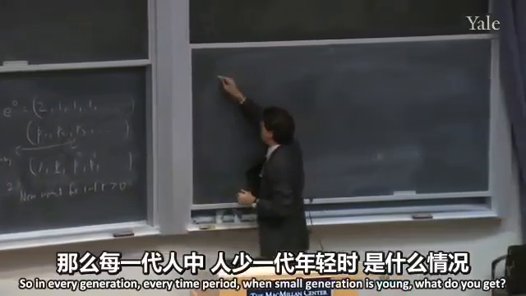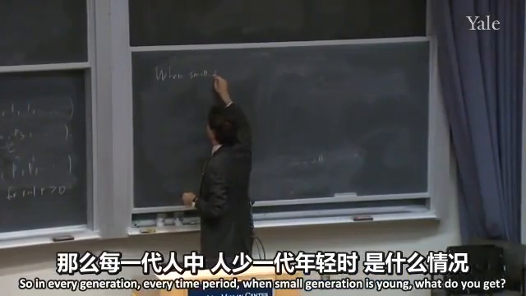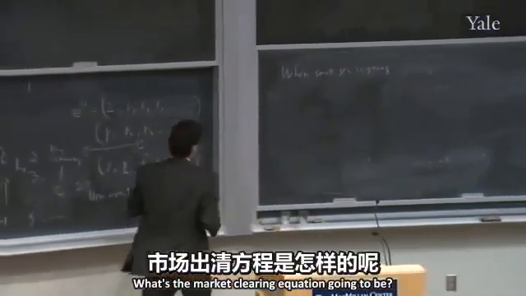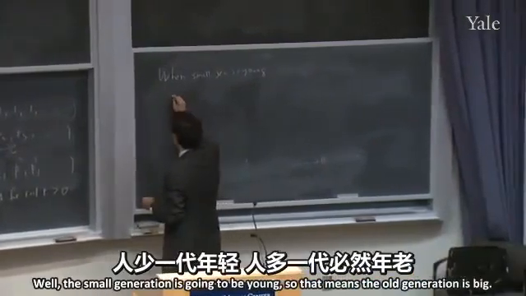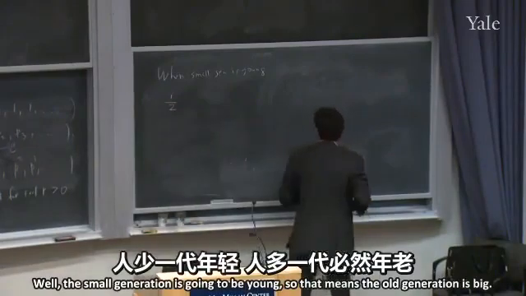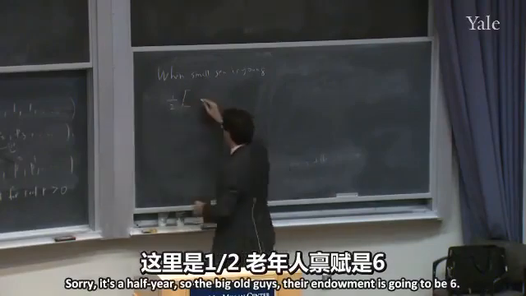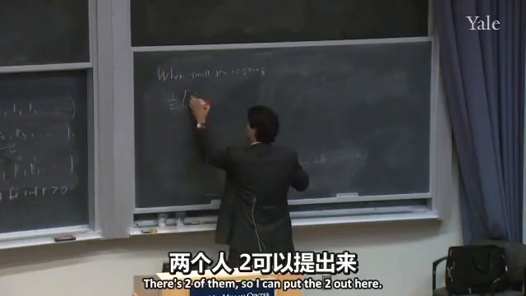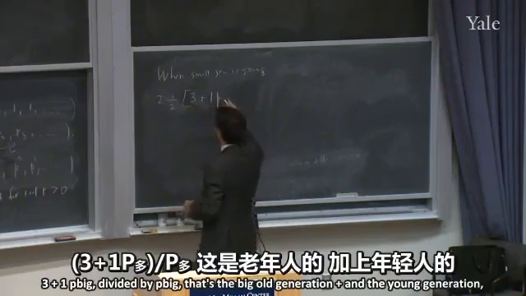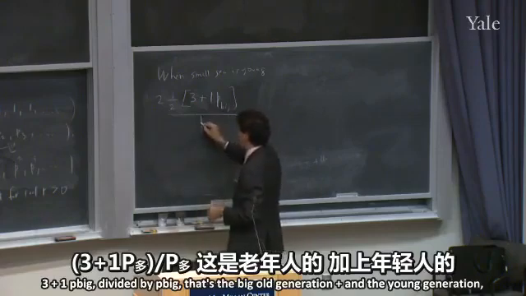So in every generation, every time period, you're going to have, when the small generation is young, what do you get? What's the market clearing equation going to be? Well, the small generation is going to be young, so that means the old generation is big. Sorry, so there's a half here. So the big old guys, their endowment is going to be 6. There are 2 of them, so I can put the 2 out here. 3 plus 1 P big, divided by P big.